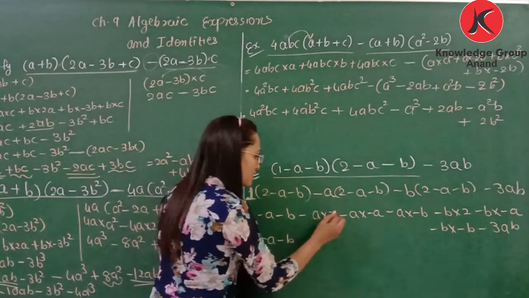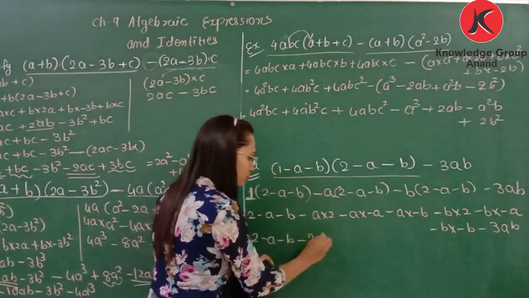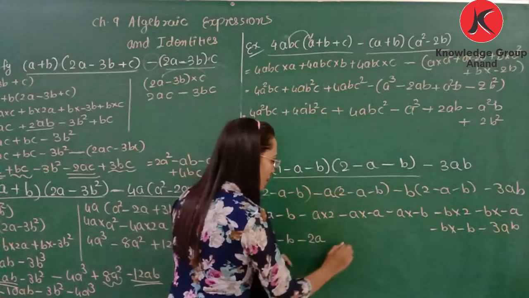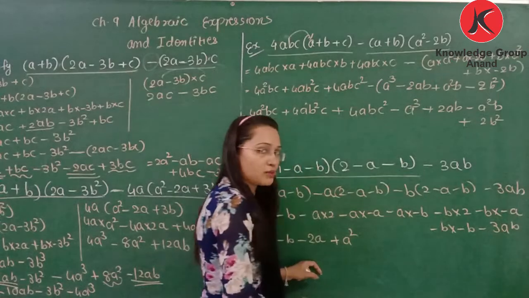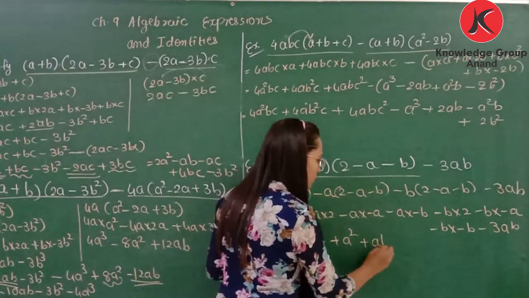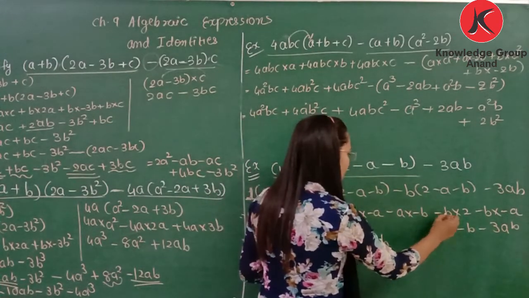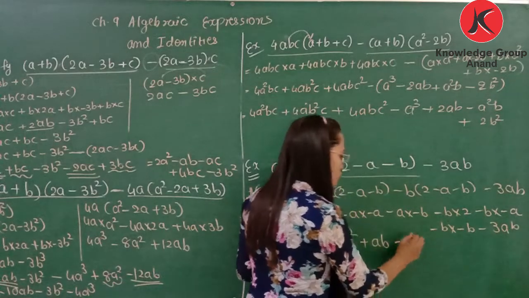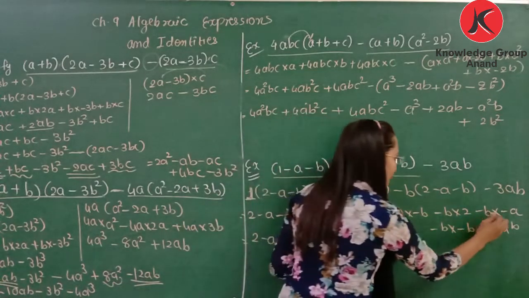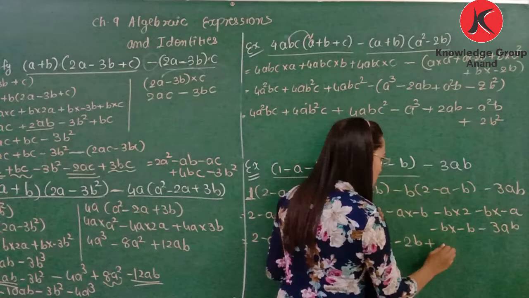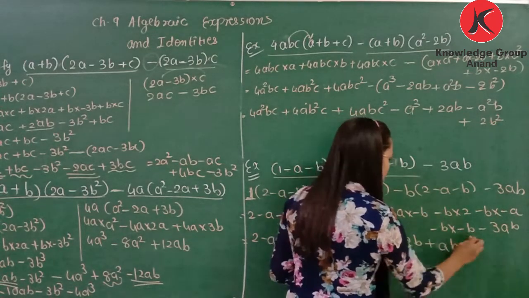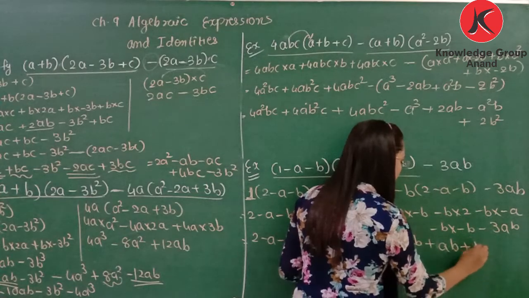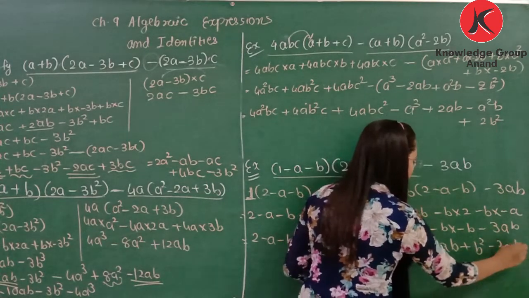Now minus a is multiplied with 2 become minus 2a. Minus a multiplied with minus a become plus a square. Minus a multiplied with minus b become plus ab. Minus b multiplied with 2 become minus 2b. Here minus b multiplied with minus a become plus ab. Minus b multiplied with minus b become plus b square, minus 3ab.